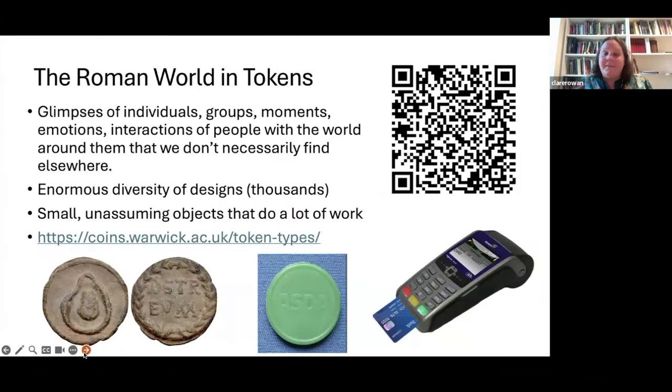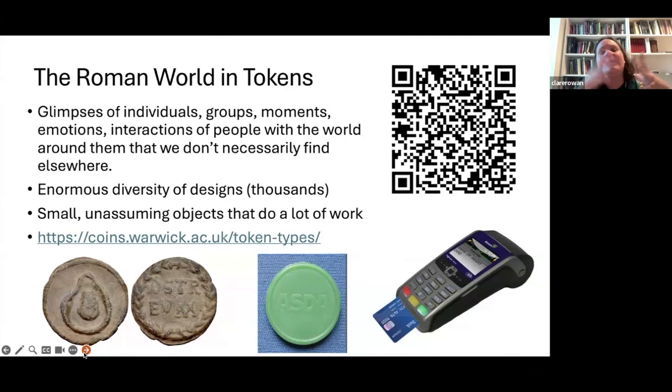So to sum up this whirlwind tour of tokens, essentially, they offer glimpses really into individuals, into groups that we don't necessarily otherwise have in our sources that survive from antiquity. It also offers us glimpses into moments, to emotions, moments in time, in a sense. I have shown you a very small selection here, and there are thousands of designs from Rome and Ostia. So really, the diversity is extraordinary.